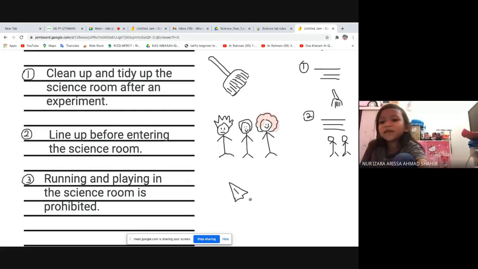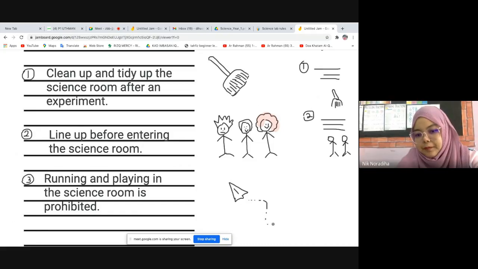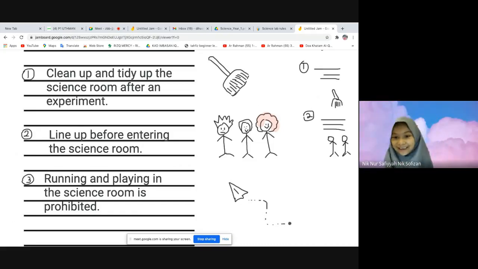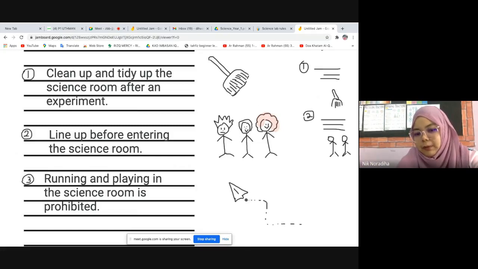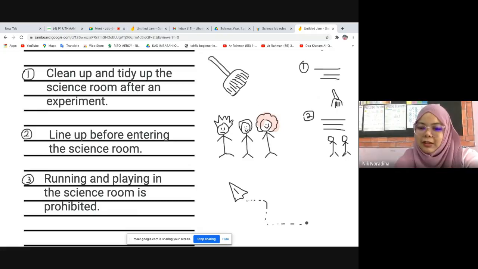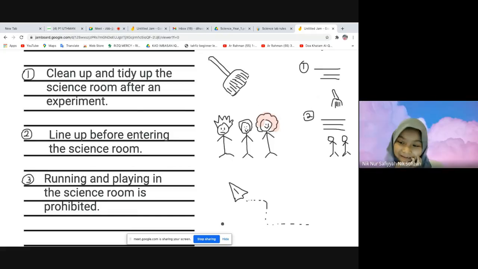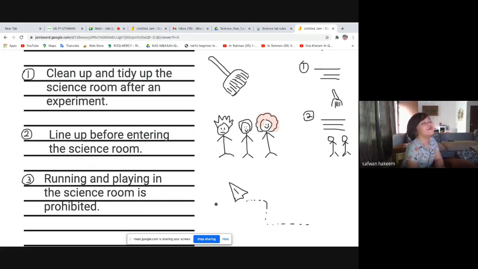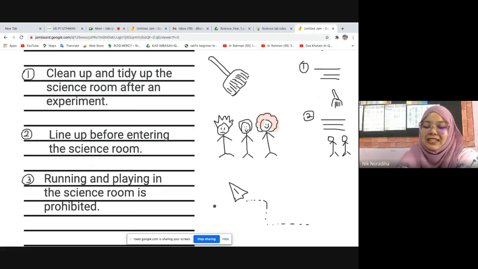Teacher, is that like a rocket? Yes, I'm trying to draw a paper plane, but if it looks like a rocket, then yes, it's a rocket. Real rocket. Wow. Does my drawing look like a real rocket? Yes, because there's a light up there. Okay, so you can sketch your own paper plane or rocket, okay?